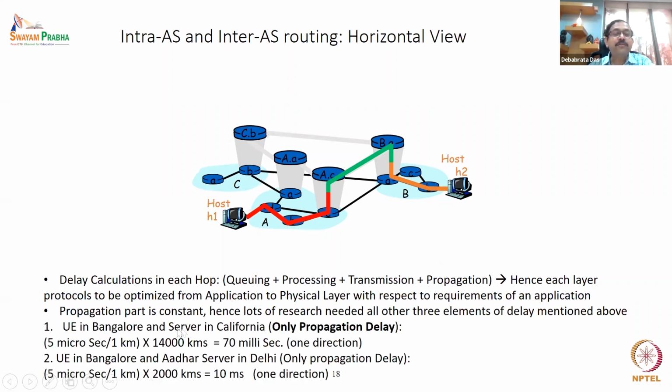Take an EV in Bangalore and a server in California. Propagation delay is only 5 microseconds for 1 kilometer. From here to San Francisco, California, is 14,000 kilometers, so 70 milliseconds, only propagation in the fiber. I am not talking about queuing delay in each router. Every 100 kilometers there is a router or something like that, and transmission delays. So in one direction, 70 milliseconds. EV in Bangalore, Aadhaar server in Delhi, only propagation delay is 5 microseconds per kilometer, so about 10 milliseconds, only propagation one way. So this is only the propagation part. Transmission delay, processing delay, queuing, you have to add all of them up and design for optimizations.